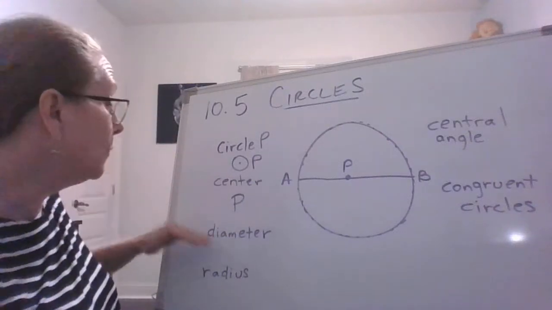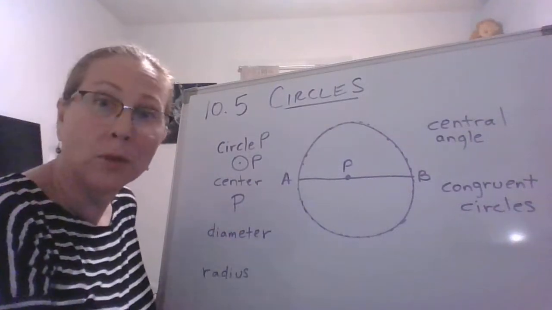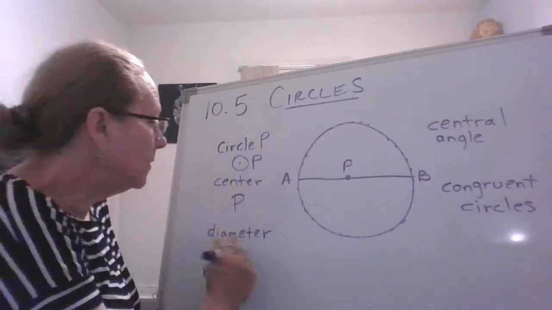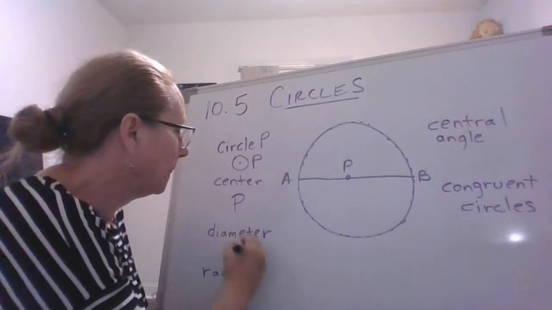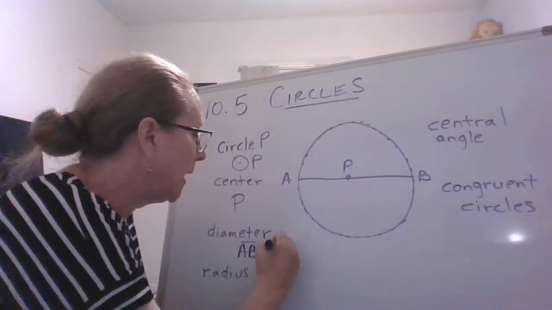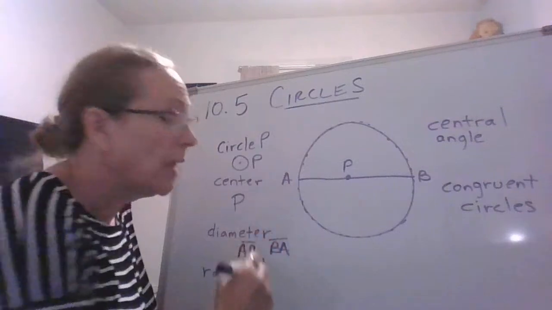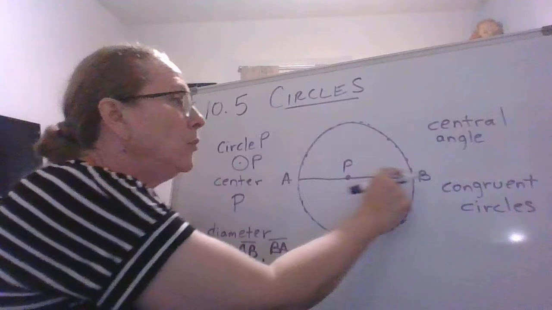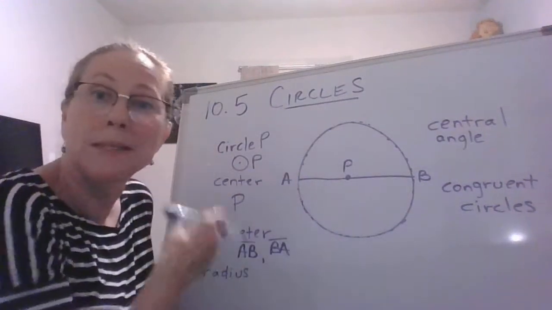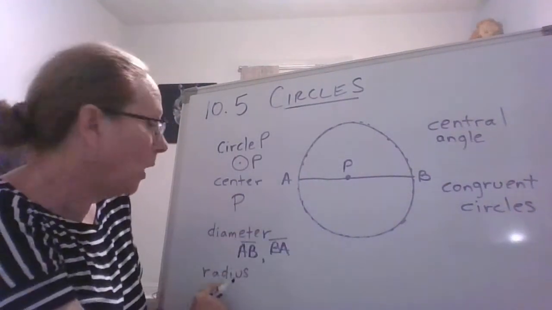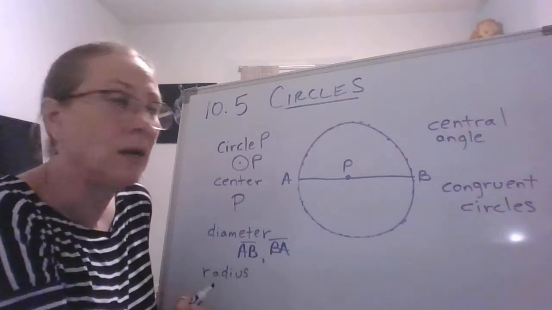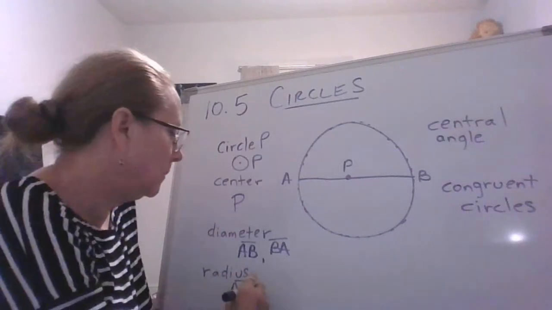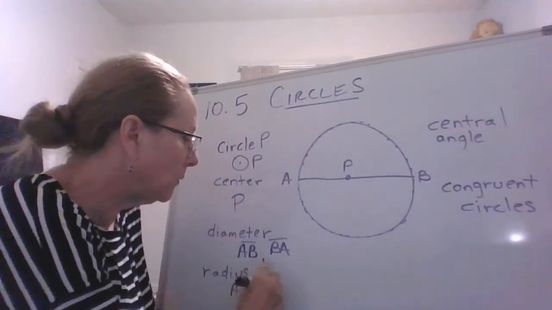Now, if we're naming the diameter, it goes across the circle through the center. The diameter can be named AB, and yes, it can be turned around, BA. We would not use a line, we'd use a line segment to name it because it has to have endpoints on the circle, and it must end, it cannot be continuous. A radius is half of a diameter. So AP is a radius, and PB, also a radius.